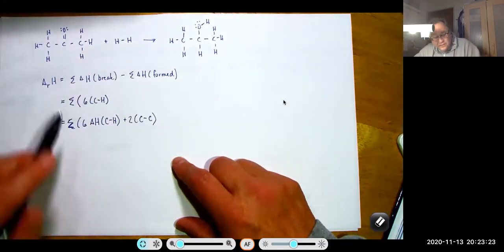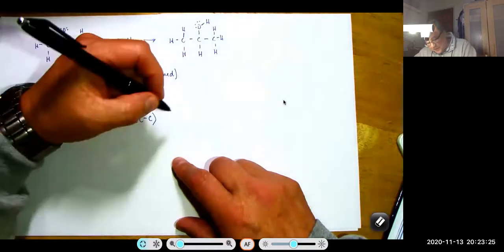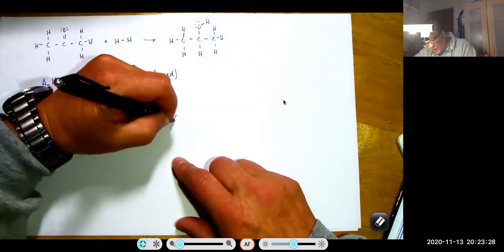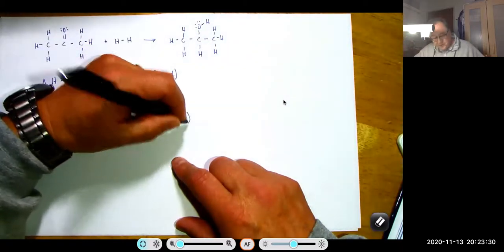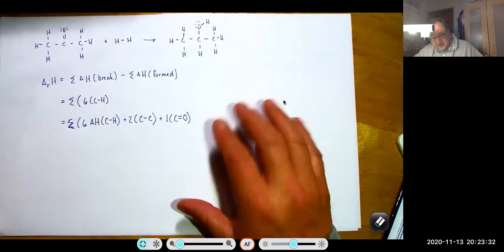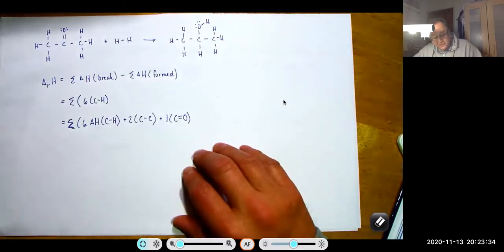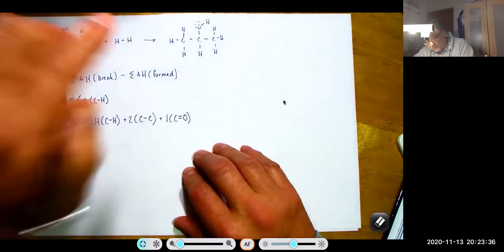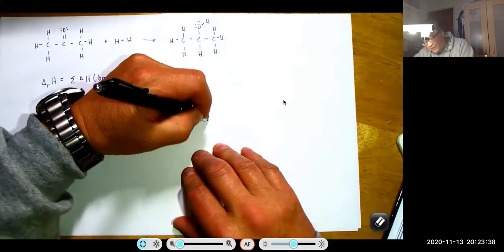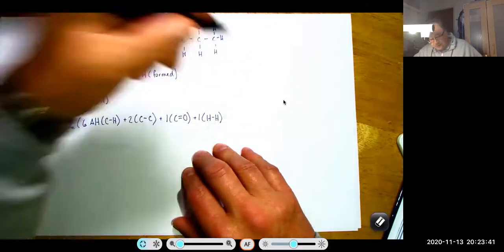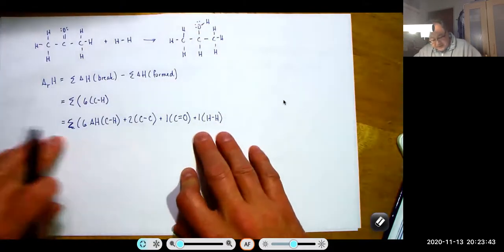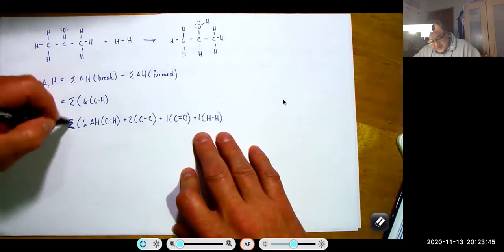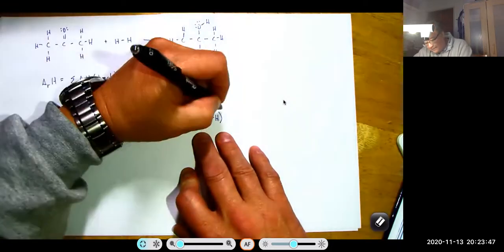We also have to break this carbon-oxygen double bond. So we're going to have 1 carbon-oxygen double bond. Those are all the bonds that we have to break, but then there's one more. There's this also: +1 hydrogen-hydrogen single bond. So we're going to sum these, and actually we don't need this anymore. We can just put a bracket around that.